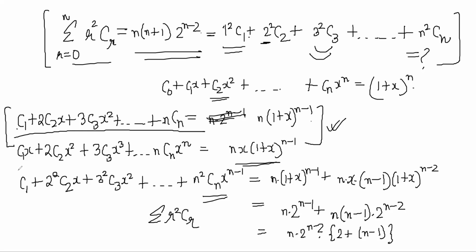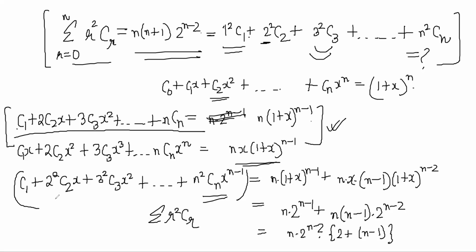Then I have to just do what? This was my series, right? I have to put 1 and minus 1. If you put minus 1, what happens? All the odd powers will become negative, right?